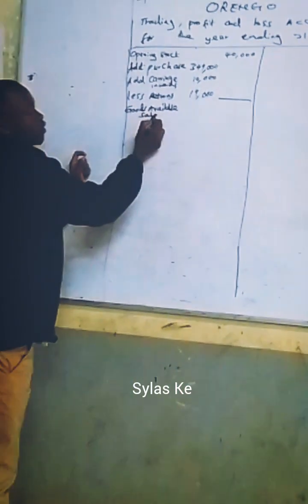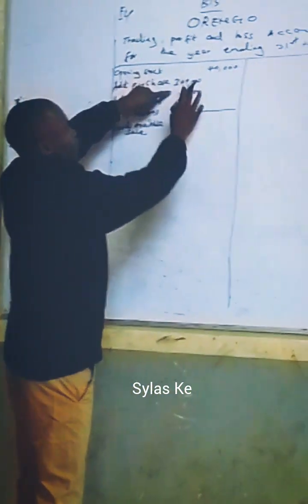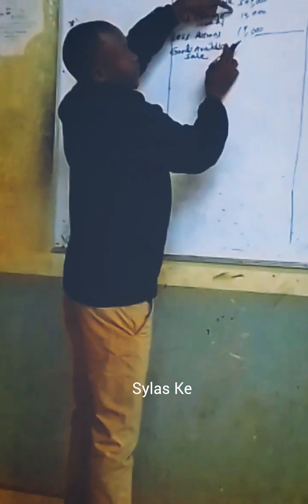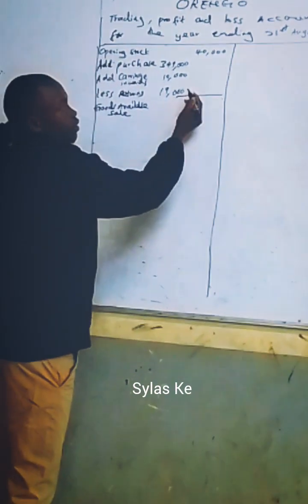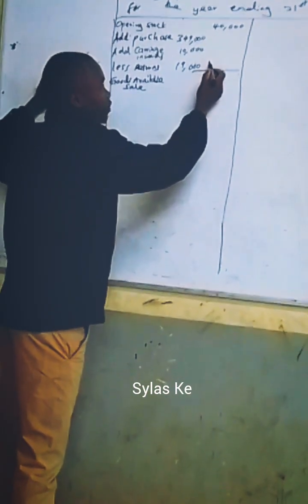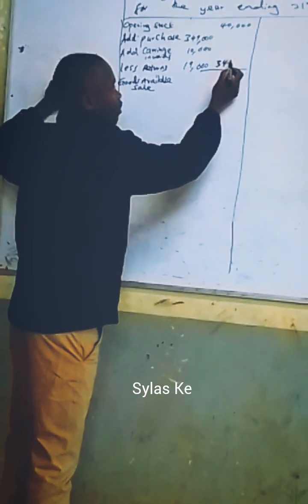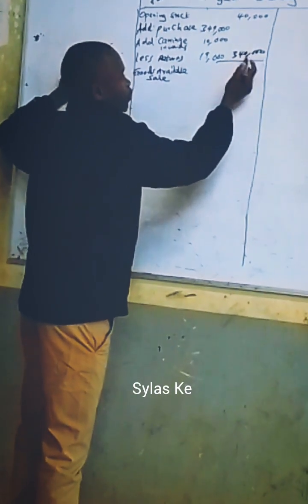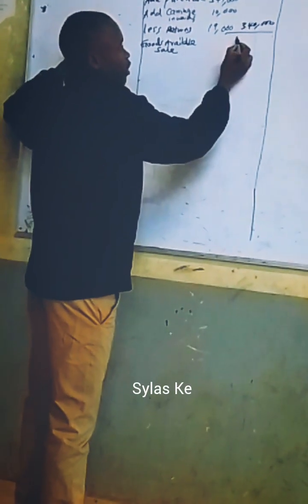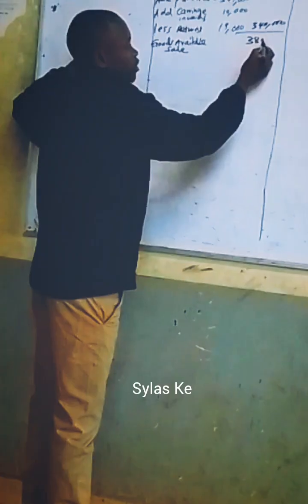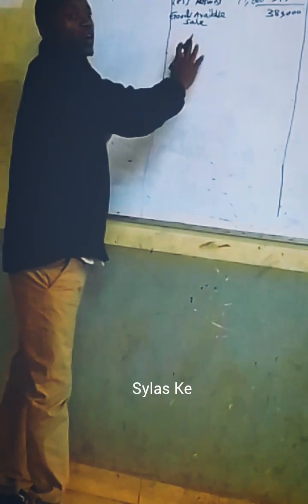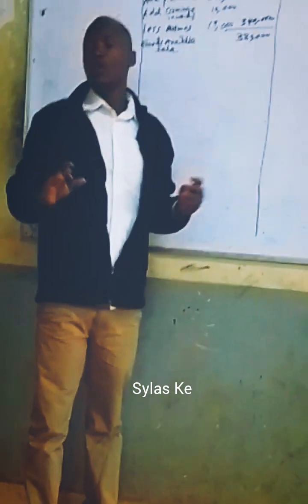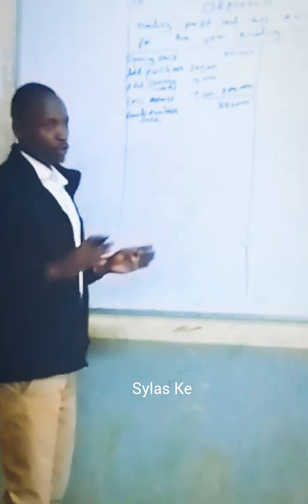Goods available for sale. So 349,000 plus 10,000 gives 359,000, minus 19,000 gives 340,000. When you add the opening stock of 40,000, you get 380,000. So those are goods available for sale. Hiyo ndio mizigo uko nayo kwa duka au kwa biashara yako bado hujauza.